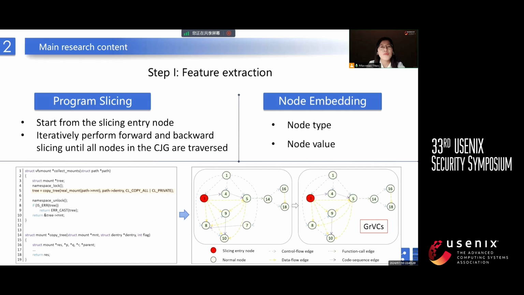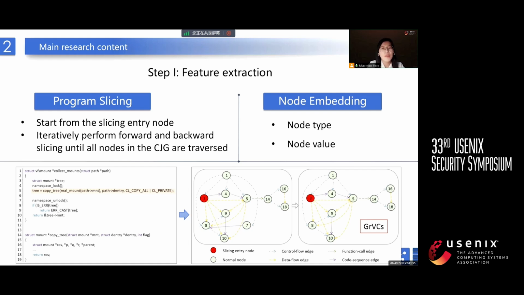Specifically, starting from the slice entry node, we iteratively perform forward and backward slicing until all nodes in the CJG are traversed. Finally, all reachable nodes are collected based on their edges to generate the GIVCS. The GIVCS is essentially a subgraph of the CJG. This figure presents an example of the process of generating program slices.